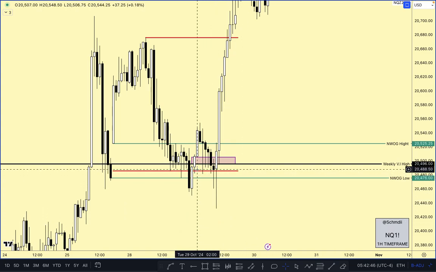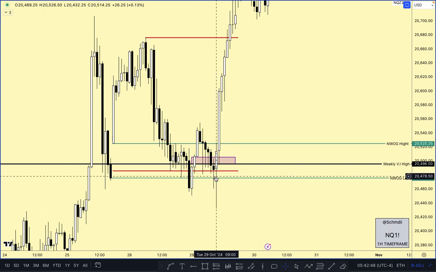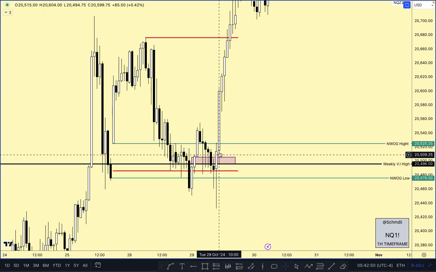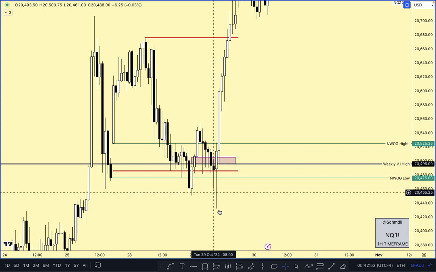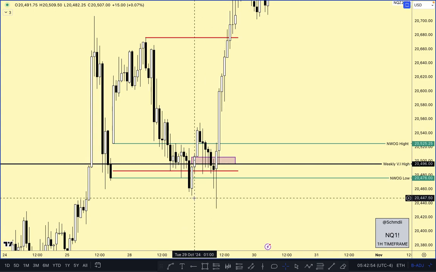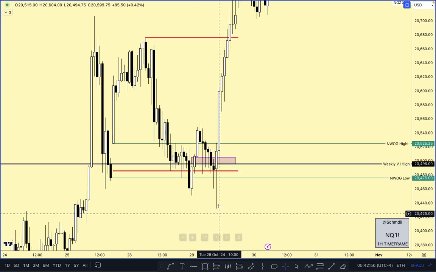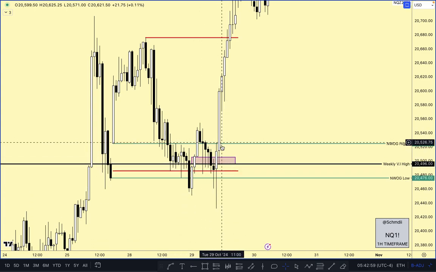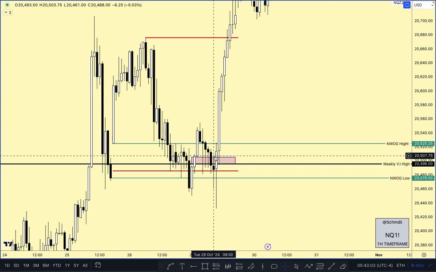So prior to that, the news came out at about 8. It was quite lackluster, to be honest. At 9 o'clock we saw a bit of volatility. We pierced down, took out that buy side liquidity there, worked up again, went up and then inverted and hit that hourly fair value gap over there.